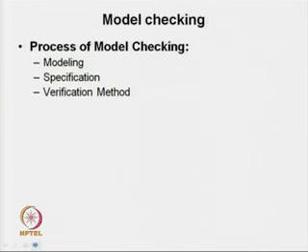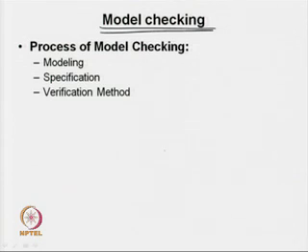Already I have mentioned that in this particular lecture we are going to look at a formal mechanism to verify our system, and we are going to look at this particular model checking approach. So, now I am going to talk about this model checking. What is required in our model checking? We basically have 3 components. One is modeling, one is specification, and the third one is the verification method.